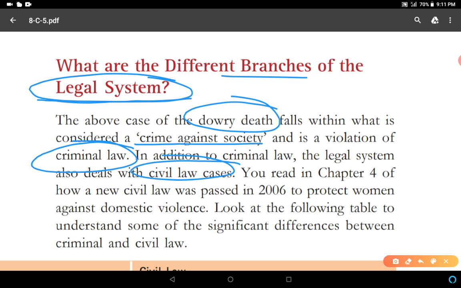We studied in chapter 4 that a new civil law was passed in 2006. It is known as the Domestic Violence Act. It was passed to protect women from domestic violence, physical and mental harassment and torture by male members of the family. So look at the following table to understand some of the significant differences.